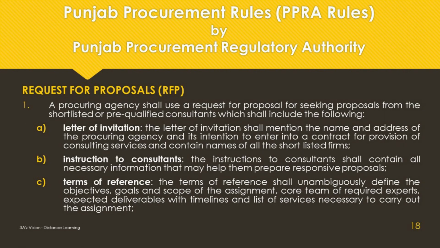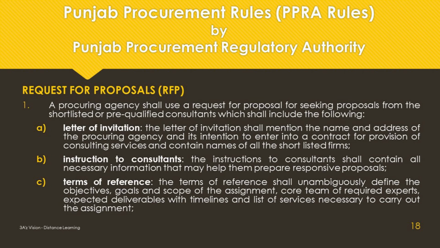Request for proposals, RFP. Number 1. A procuring agency shall use a request for proposal for seeking proposals from the shortlisted or pre-qualified consultants, which shall include the following. Letter of invitation. The letter of invitation shall mention the name and address of the procuring agency, and its intention to enter into a contract for provision of consulting services, and contain names of all the short-listed firms.